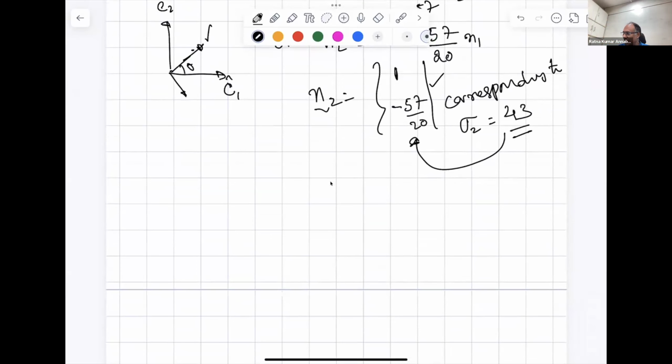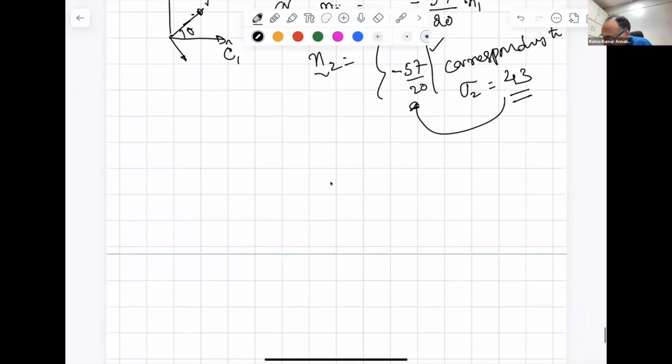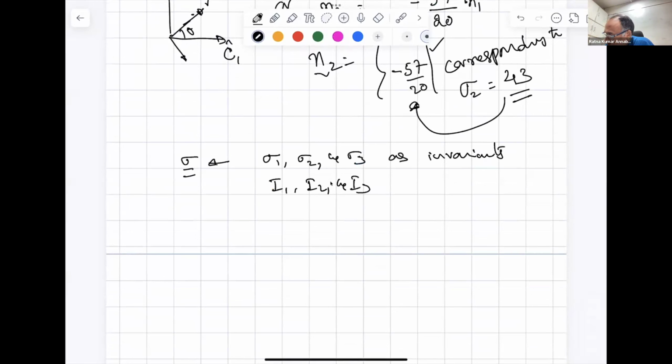So the point that I am trying to make here is that if you have a second order tensor sigma, it will have sigma 1, sigma 2 and sigma 3 as invariants, or I1, I2, I3. Because the I1, I2, I3 can be represented in terms of sigma 1, sigma 2, sigma 3. Okay.